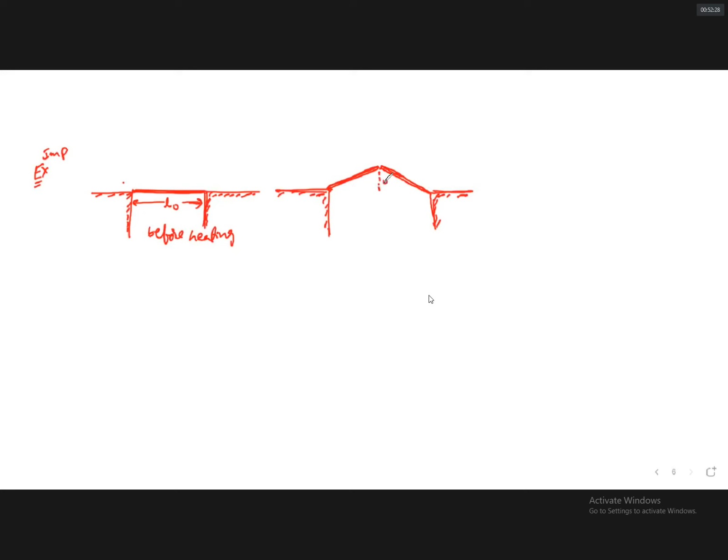So this is a very small height, y. After heating, that y value we need to calculate. It is about to break at that instant, when the temperature is raised by some delta T.